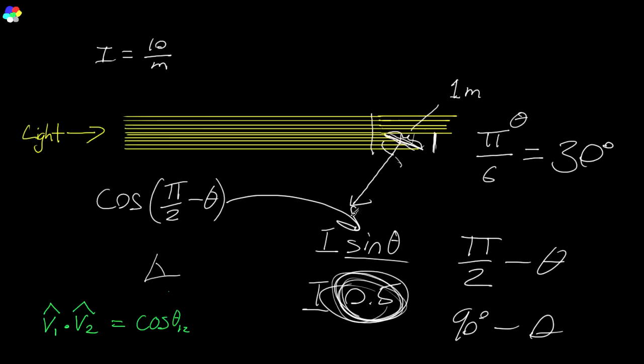Now, there is one problem with this in that our light is pointing in this direction, but the normal coming off of our face is in this direction.